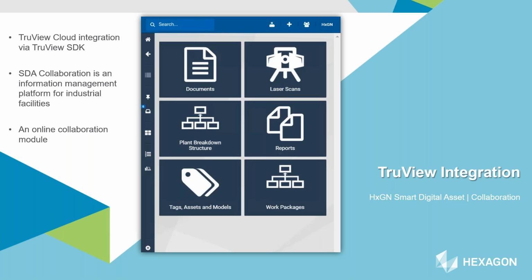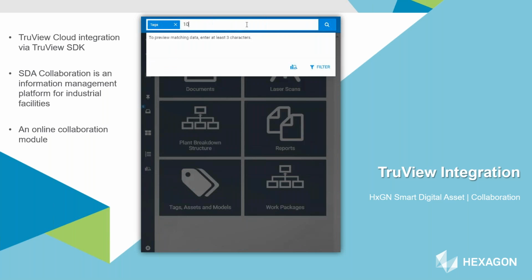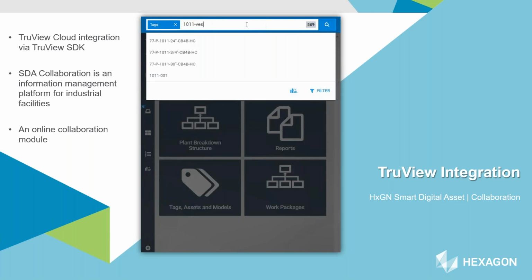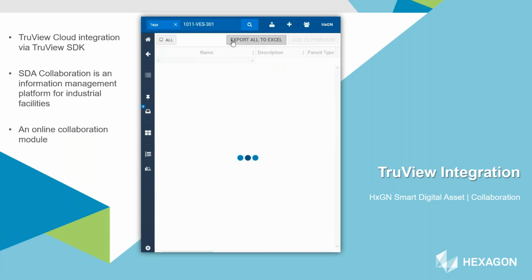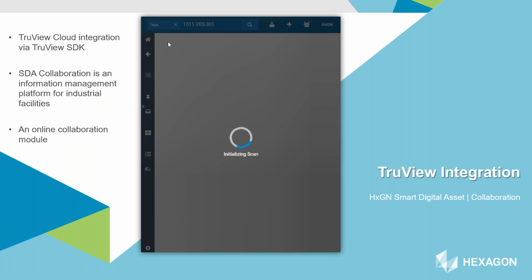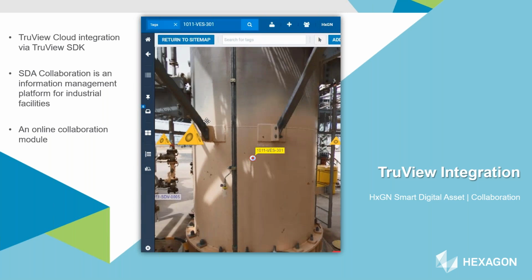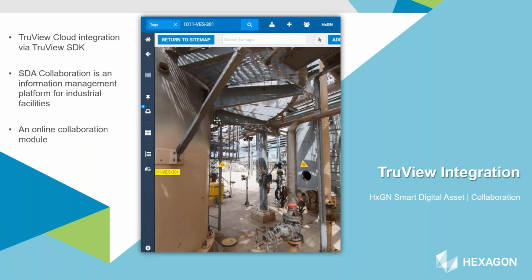So this here is the Hexagon Smart Digital Asset tool. This is for the collaboration. I'm going to run the video now. So this effectively could be a tablet-based or browser-based interface. But what we can do is drill down to an individual tag within a particular job, a geotag. We can then see all the associated information around that tag. So you can see here we've got mechanical information, procurement information, maintenance information. But in particular, because we're now using the TrueView SDK, we can jump directly to the scan where that geotag is referenced, and then we can visualize the scan data.